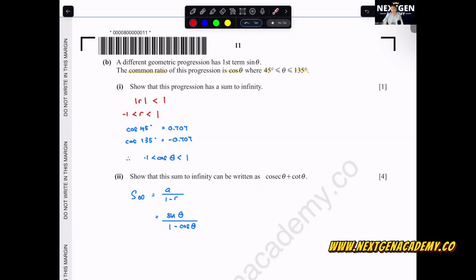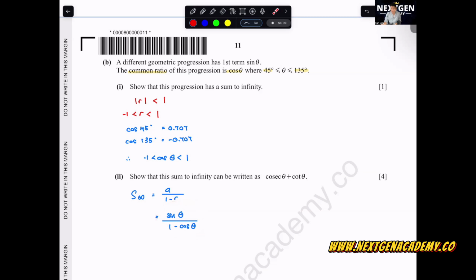What do you think? This is what I can teach you all. When we do a showing type of question, if you cannot do it from here to here, you do the other way first. You do the other way, but in your presentation, you don't start from here. Got it? Okay. Cosec theta plus cotangent theta.